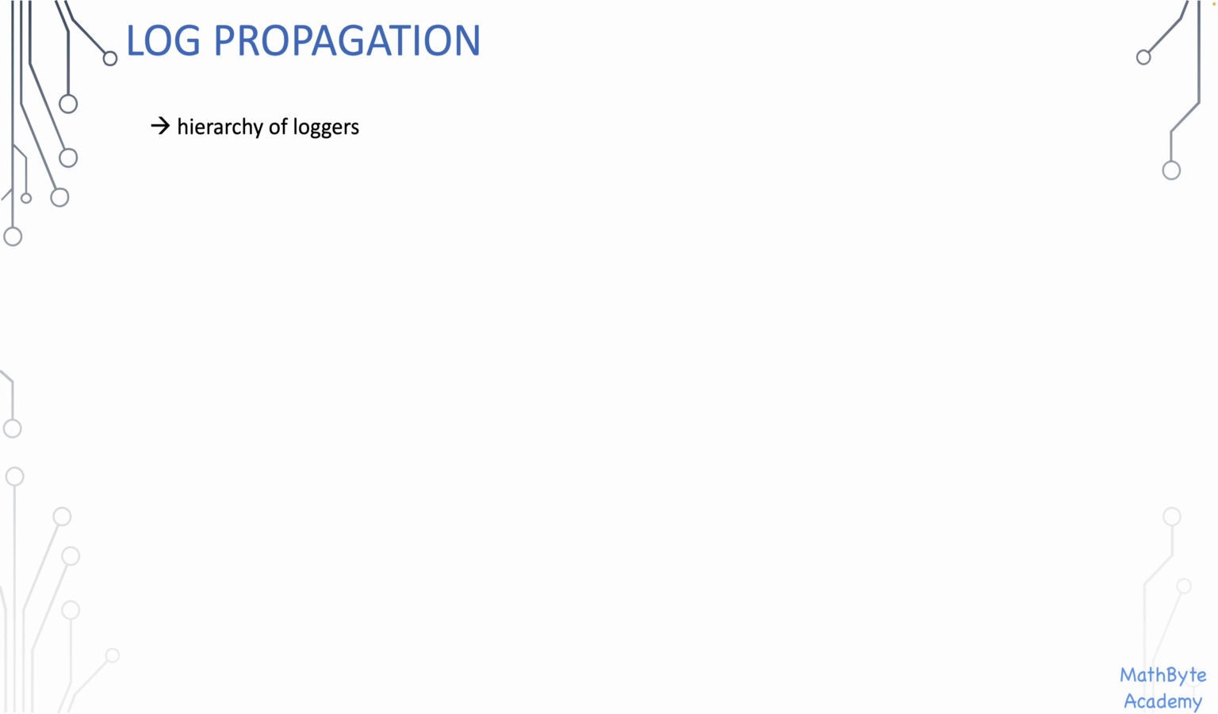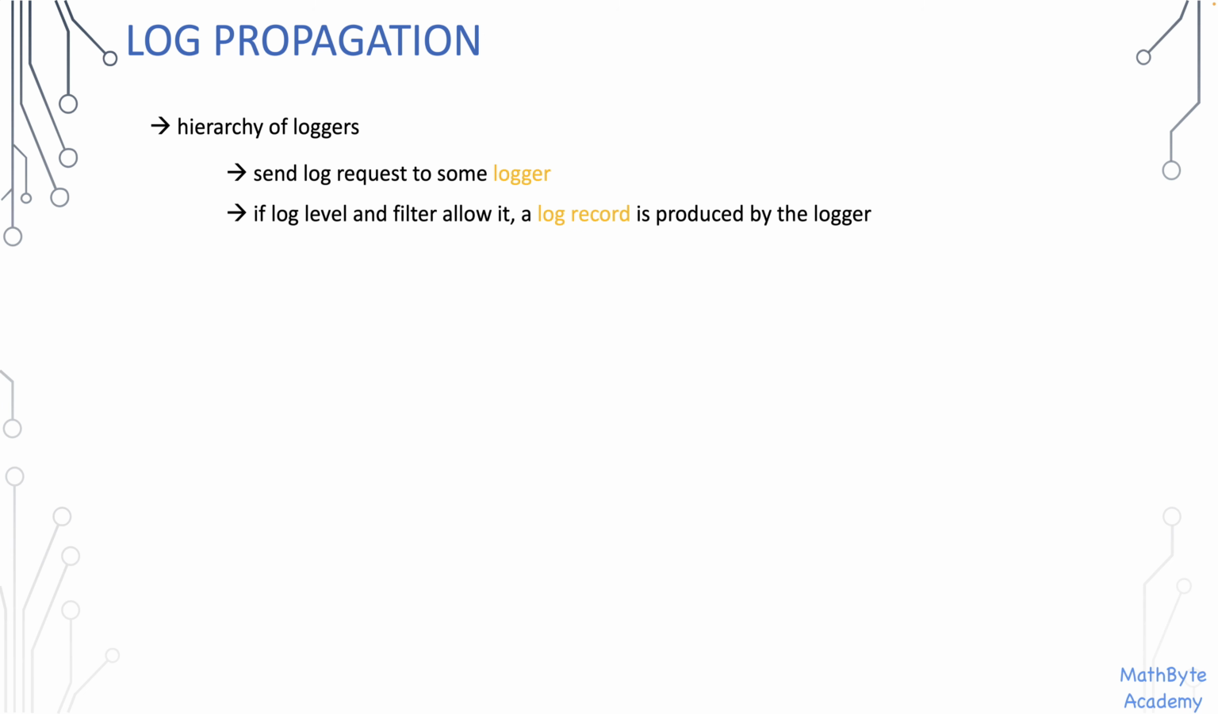But why have this hierarchy of loggers? Well, when you send a log request to some logger, if the log level and the filter allow it, the log record is produced by the logger, right? We've seen that before. That's not new. Now, what happens after that? The logger basically allows the log record to come in. It's going to process it because the filter, if any, and the level allows it. So it's going to create this log record.